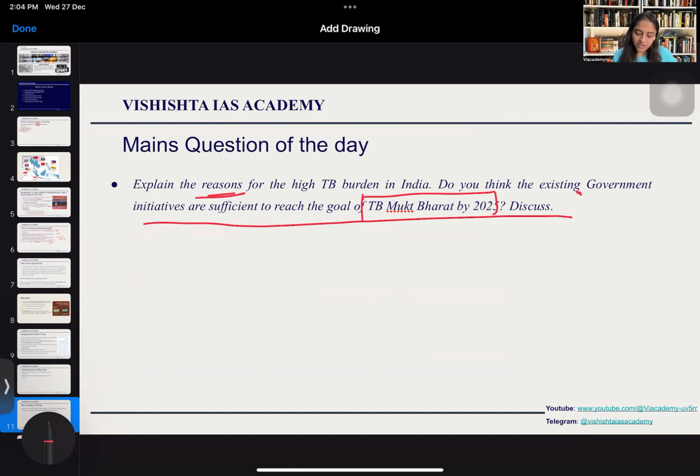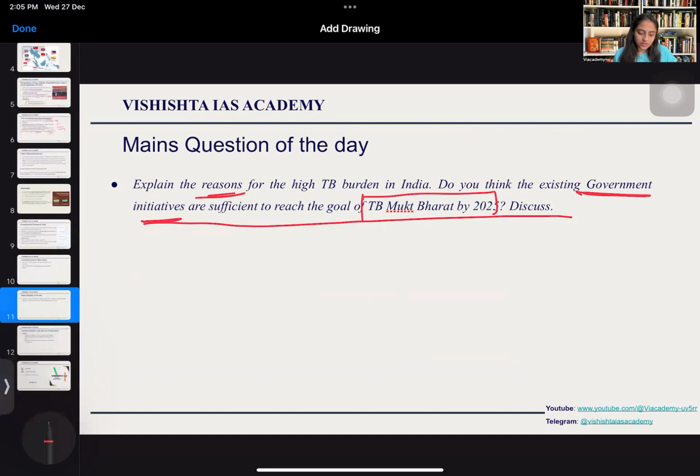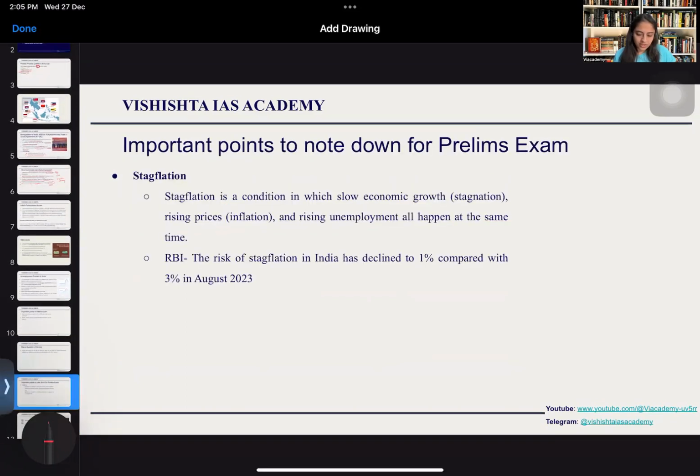Then you list down the government initiatives. You can make it as a flow chart also, and what more steps need to be taken in order to reach the goal of TB Mukt Bharat by 2025. So this is about the main question for the day. These are some of the important points which you can note down for the prelims examination.